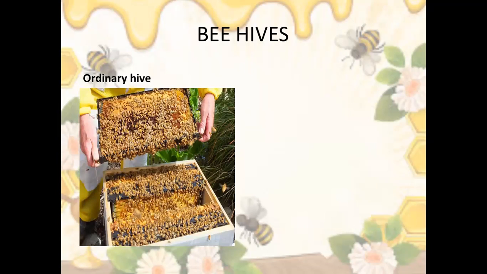The beehive is the house of the bee, where the bees live. The bee breeders keep breeding or growing bees inside this hive to collect its honey. This is the shape of the ordinary hive they use to breed or grow bees.